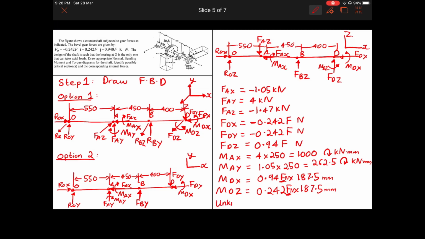Let's mention what the unknowns are. Unknowns include, going back to this figure, ROX, ROY, ROZ. These are unknown. RBY, RBZ are unknown. And one more thing that is unknown is the F. We don't know what this F in here is. So the unknowns are ROX, ROY, ROZ, RBY, RBZ, and F. So we have 6 unknowns, so we will require 6 equations.